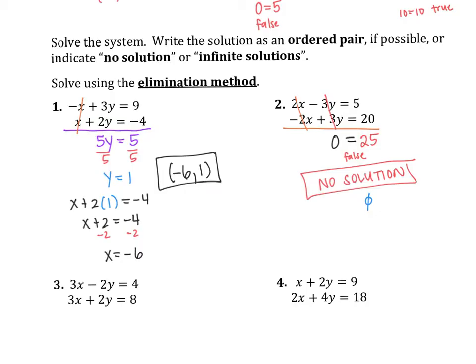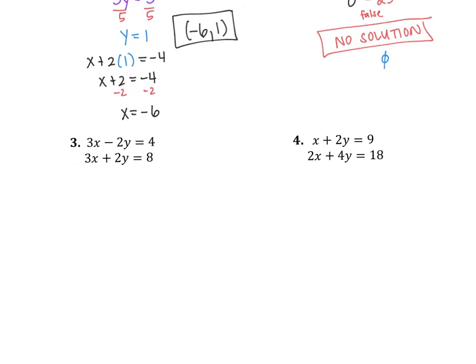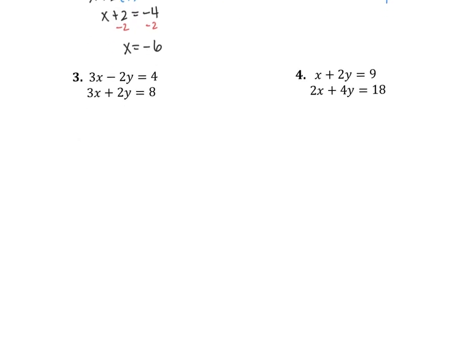Okay, let's try some more elimination method. And remember, this is also just to practice the different methods we've learned. Okay, for number 3. Okay, they are lined up. Does anything cancel? Yes, the y's are going to cancel out, so I'm going to go ahead and continue to the elimination step. Okay, 3x plus 3x, since they're both positive, I do add them up. I get 6x minus 2y and positive 2y, since they're opposite signs, they cancel, equals 4 plus 8 is 12.